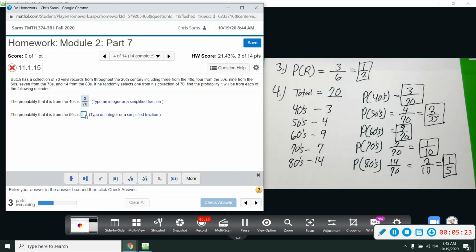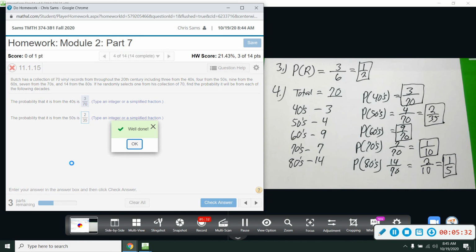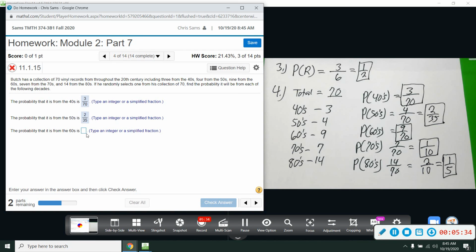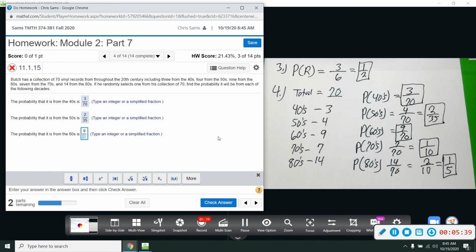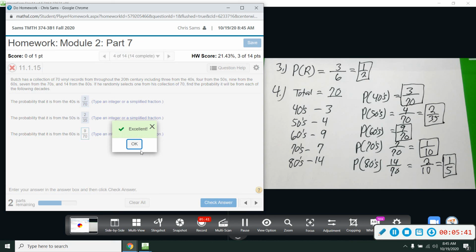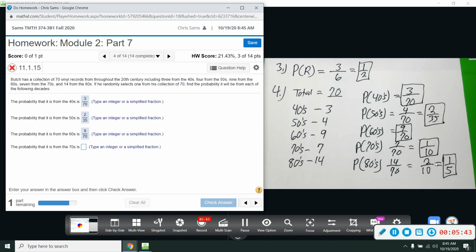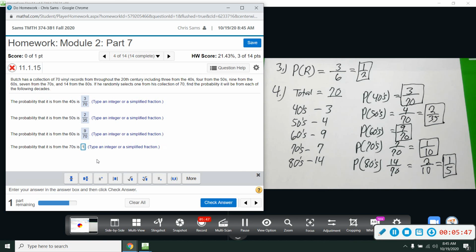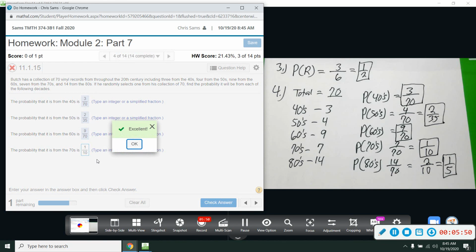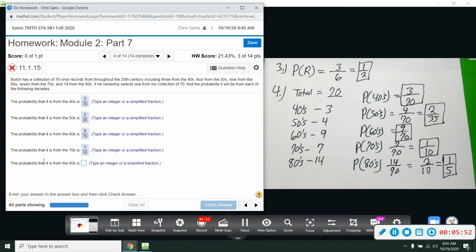Some of that's kind of running off the edge, but so these are all our numbers. You can go ahead and do them up front because it looks like we have 3 parts after this, and that should be the other term. So 2 out of 35, and then the 60s, which we have as 9 over 70. All right, then the 70s, which we have as 1 out of 10. And then the 80s, which we have as 1 out of 5.